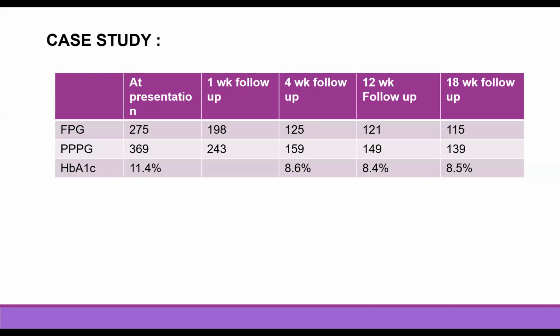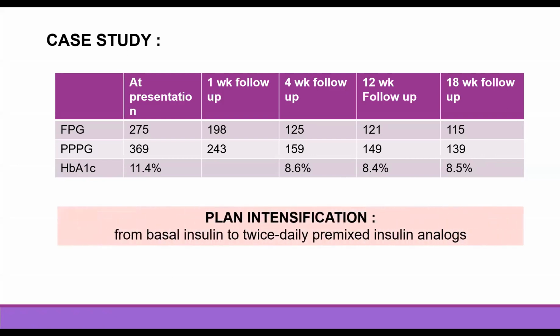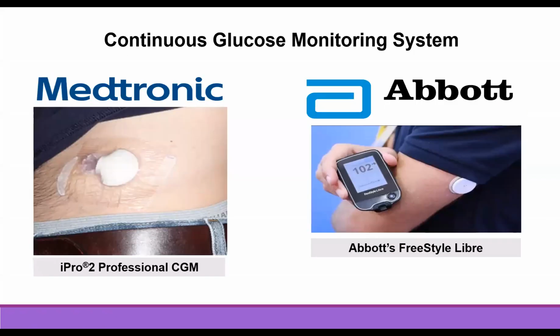So this patient, as we have seen, fasting is controlled, PP is controlled. Now we don't know how to adjust the premixed insulin because we do not know whether the breakfast is high or the dinner is high. We have only 2 values, that is fasting and post lunch. So we have decided that, because the A1c still remains on the higher side, we have to go for intensification from basal insulin to twice daily premixed insulin analogs.